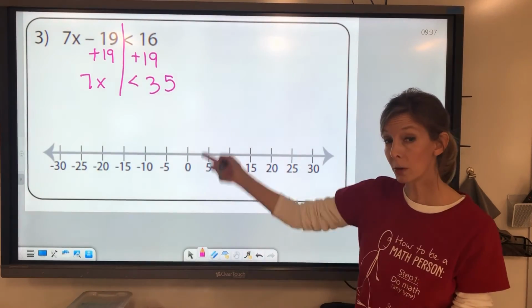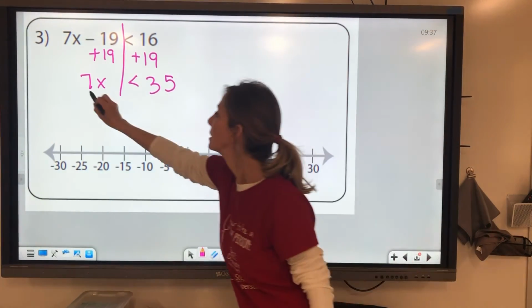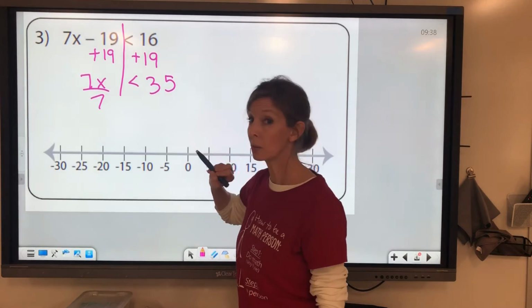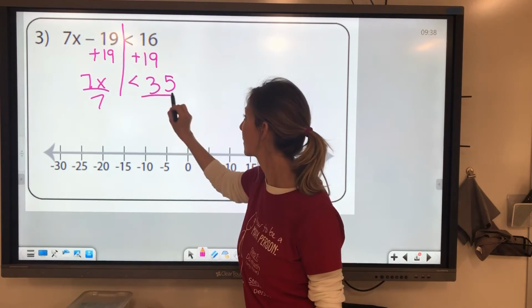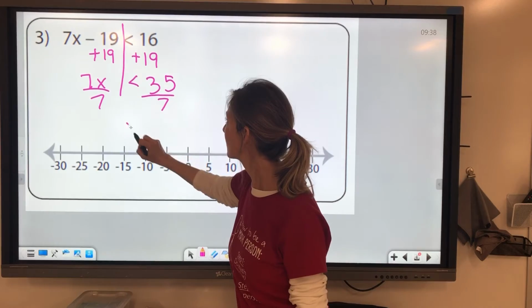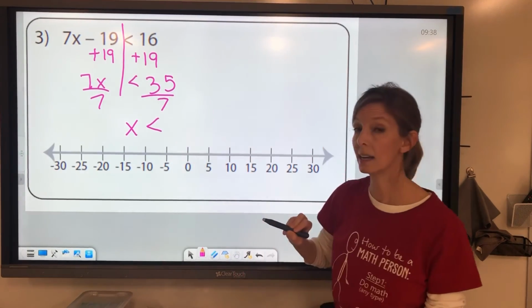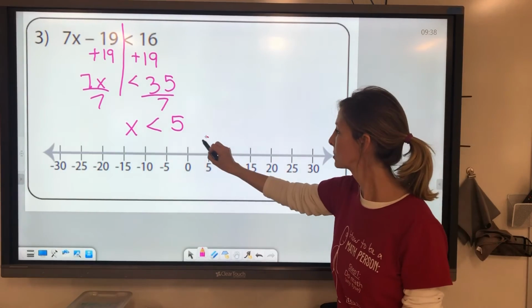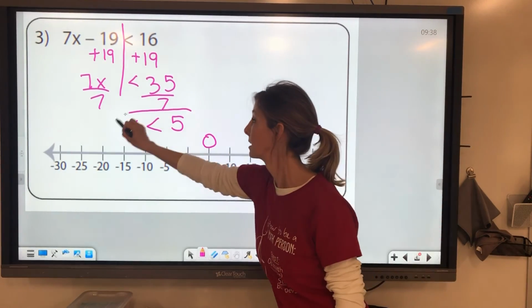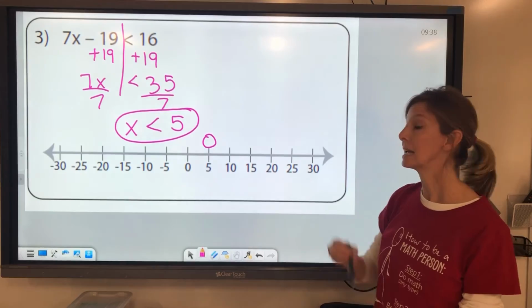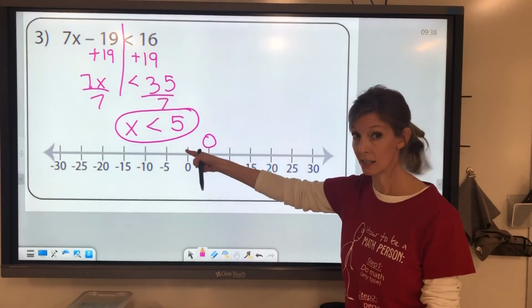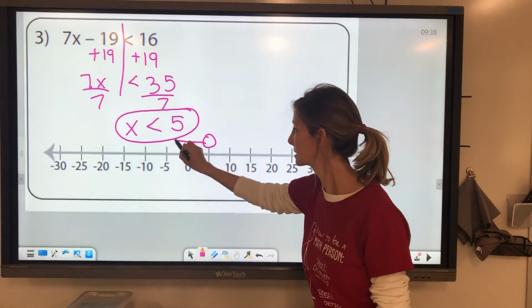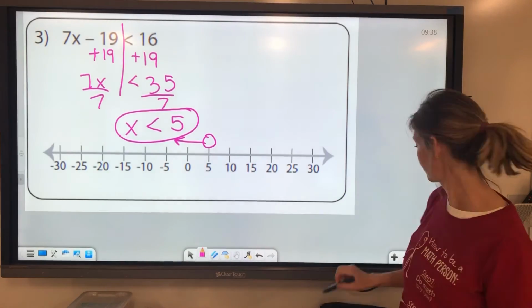How do we undo multiplication? We use division. If I do it to one side, gotta do it to the other. And we have x is less than 5. Okay, circle on 5 because that was my inequality. It is open because it is not equal to, and it's less than, so we're going down to the left.